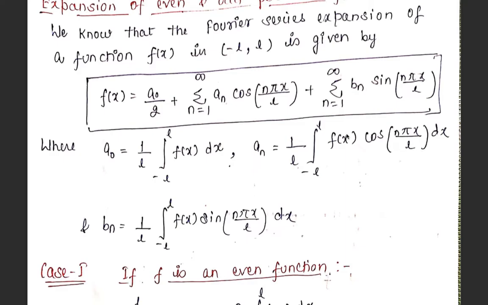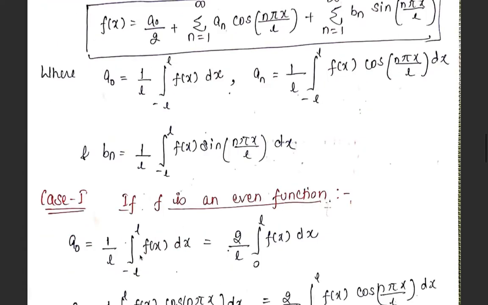We know that the Fourier series expansion of a function in the interval minus L to L is given by this series. This is the general interval we are taking. Please note that if we substitute L as pi, then this formula will be reduced to the Fourier series expansion of a function in minus pi to pi. So this is a general formula which we have used here. And the coefficients a0, an and bn are given by these terms. All of these expressions we have already discussed in previous lecture.